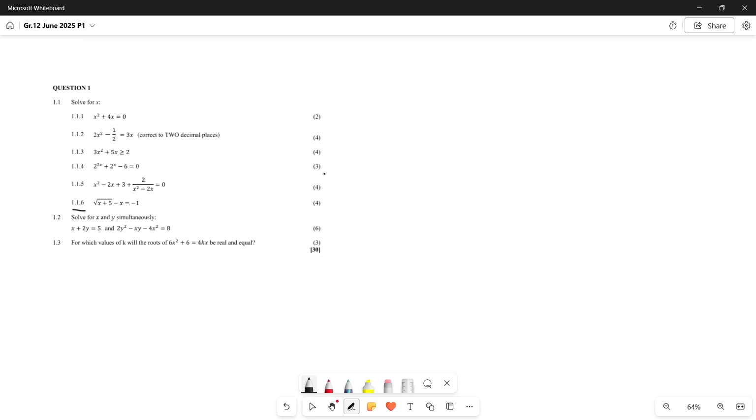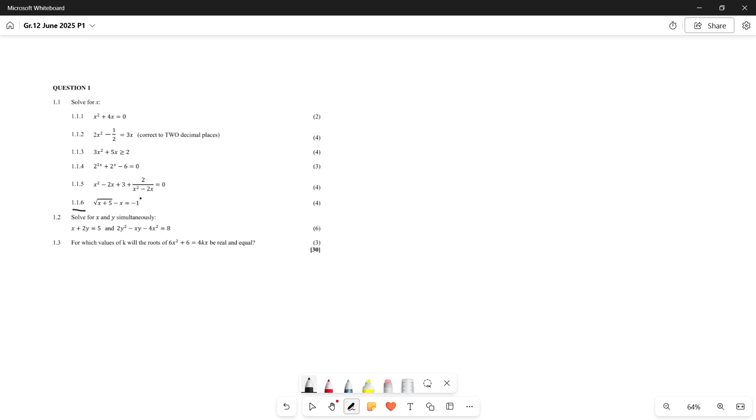So at this stage, we have just earned quite a few marks. We only have 3 more questions left of this section. So question 1.1.6, we have the square root of x plus 5 minus x equals -1. So this last question, after an inequality, is a restriction. It's only 4 marks, and later on in prelims and finals, it becomes 5 marks.